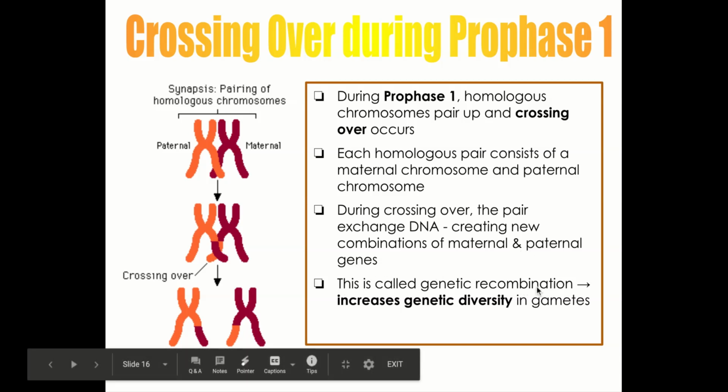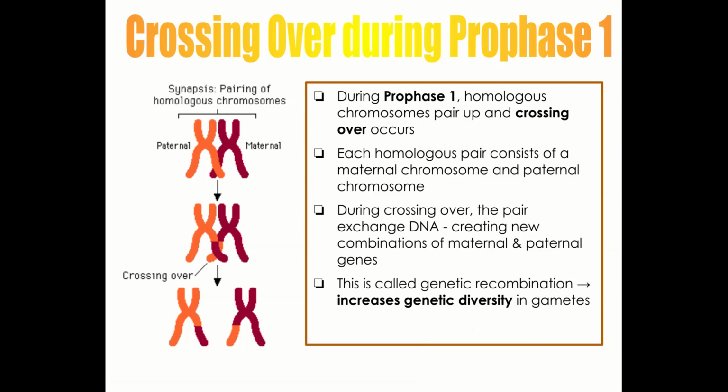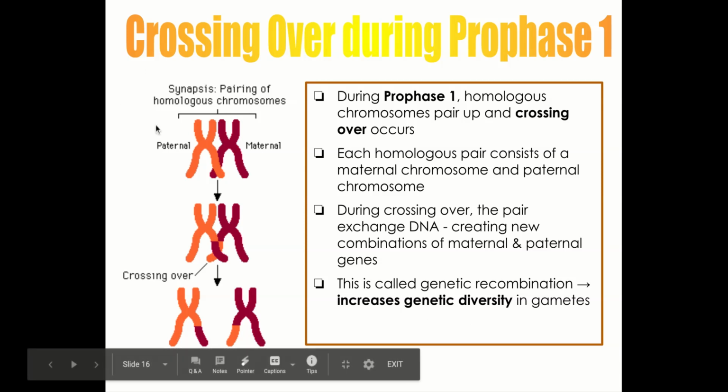This is called genetic recombination. Again, you're creating different combinations on different chromosomes, which increases genetic diversity in the gamete. So again, notice how you've got this orange chromosome and the red chromosome. You end up with these mixed up chromosomes with different combinations of genes.